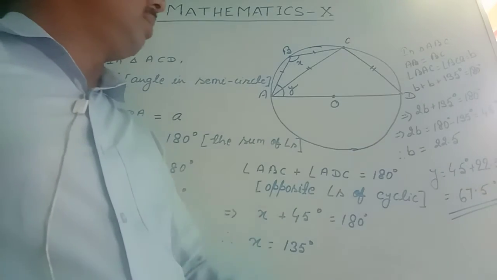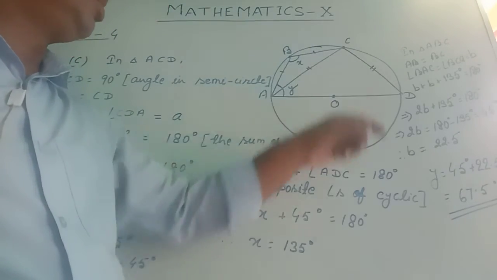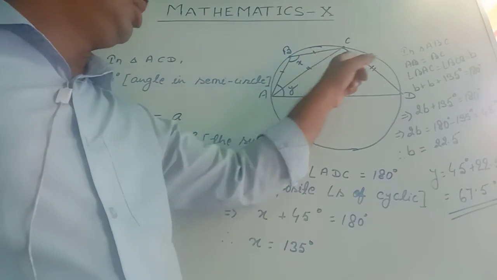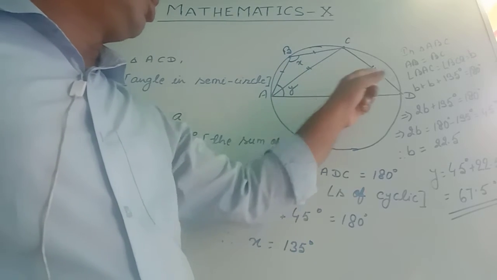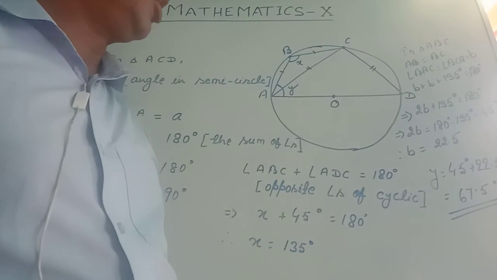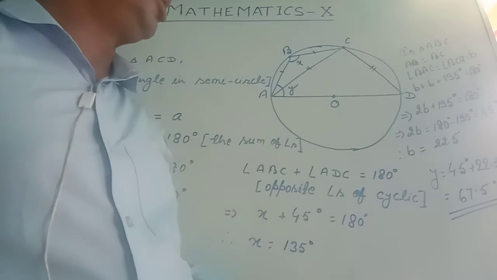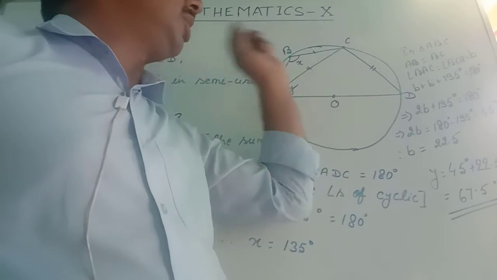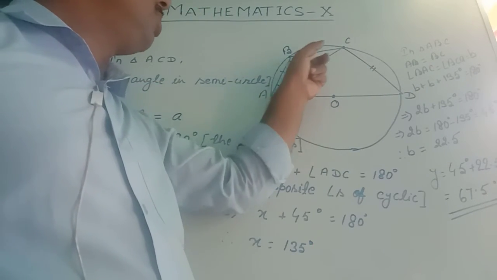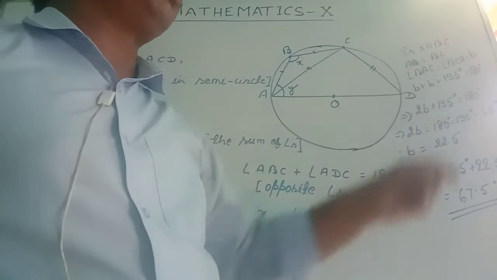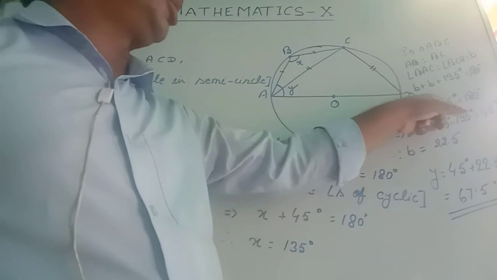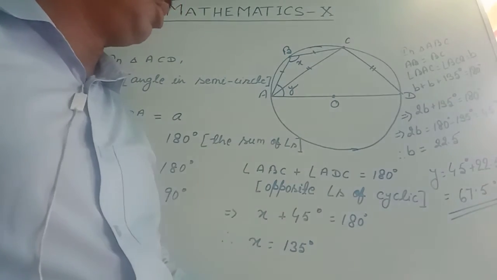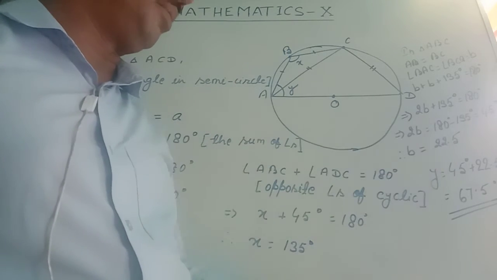Now in triangle ABC, these two sides are equal. AB equal to BC. Angle BAC equal to angle BCA. Because these two sides are equal, opposite angles of equal sides will be equal. Therefore, I wrote here angle BAC equal to angle BCA equal to B. This I have considered B. These two angles are equal, that is B. So in this triangle, B plus B plus 135 equal to 180 degree, sum of angles of a triangle. 2B plus 135 equal to 180 degree. 2B equal to 180 degree minus 135 degree equal to 45 degree. Therefore, B equal to 22.5.